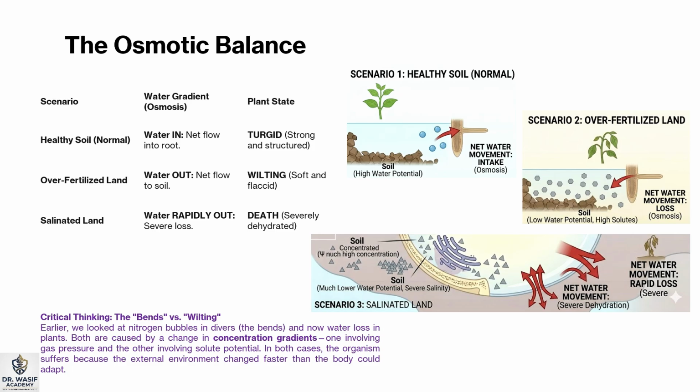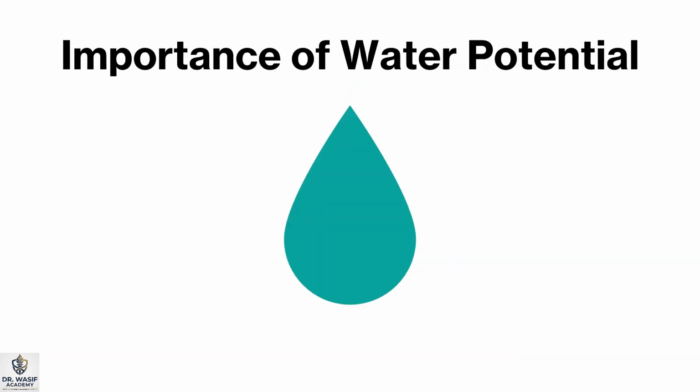So here is a critical thinking question for you: a comparison between the bends and wilting. Earlier we looked at nitrogen bubbles in divers, like the bends, and now water loss in plants. Both are caused by a change in concentration gradients, one involving gas pressure and the other involving solute potential. In both cases, the organism suffers because the external environment changed faster than the body could adapt.